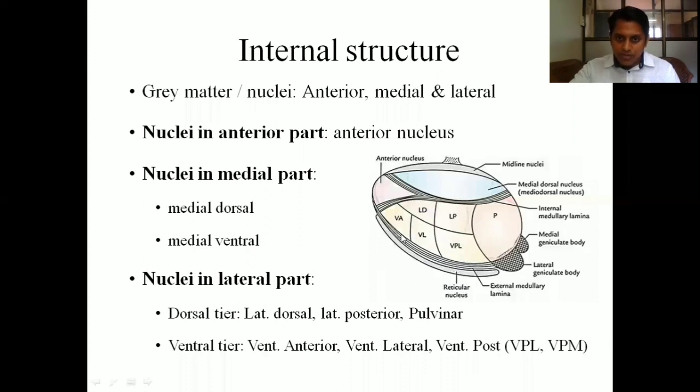Let us go towards the lateral part. Now this is a bit complicated. Just look here.